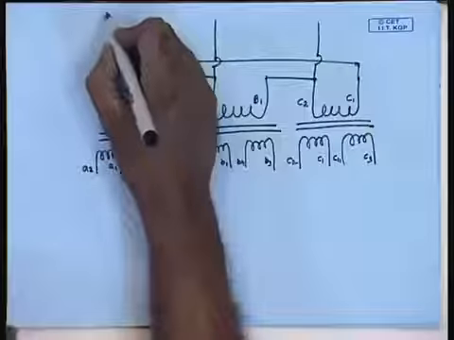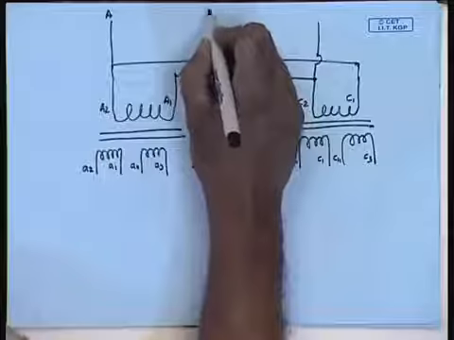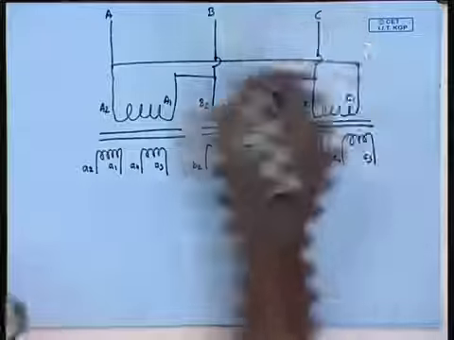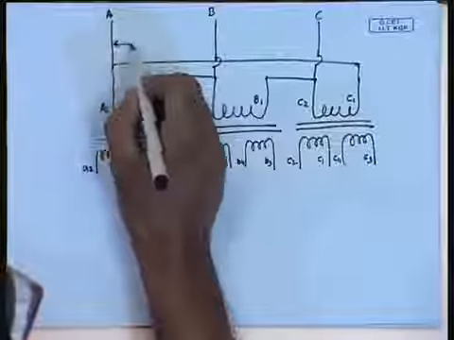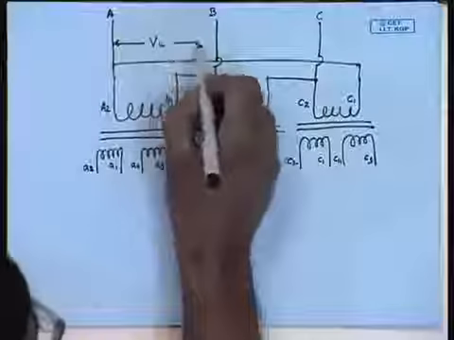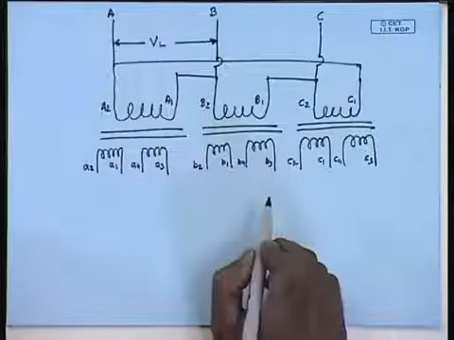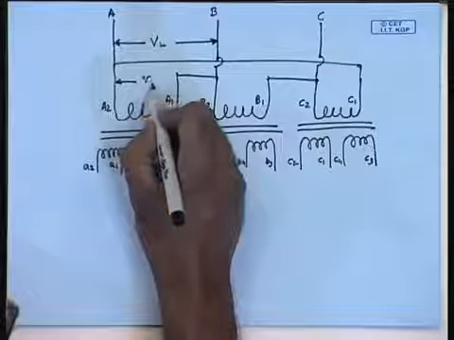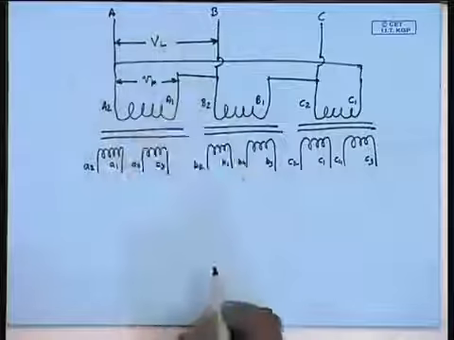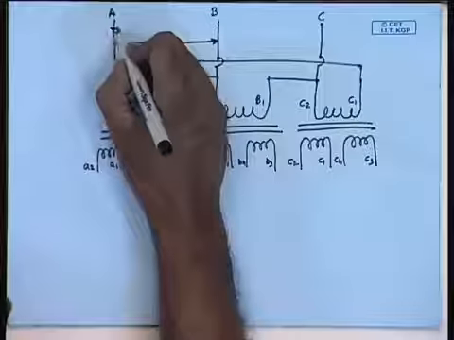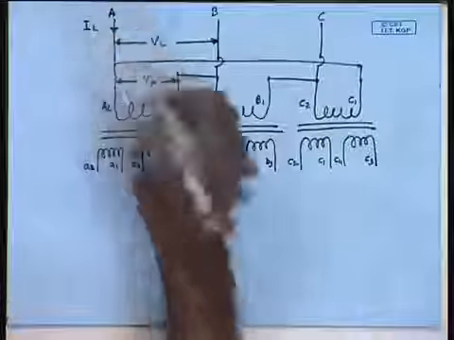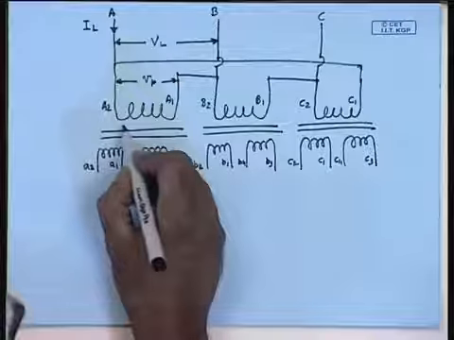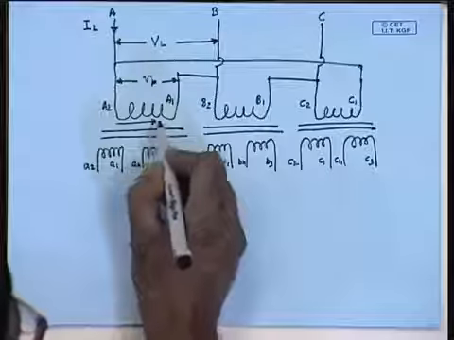So, this is phase A, this is phase B, this is phase C of the high voltage side. This is the line to line voltage VL. This is the phase voltage Vp. This is the line current, high voltage side line current IL. Let this be the high voltage side phase current IP.